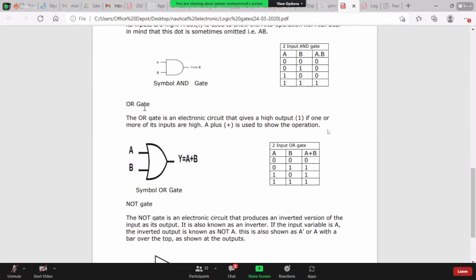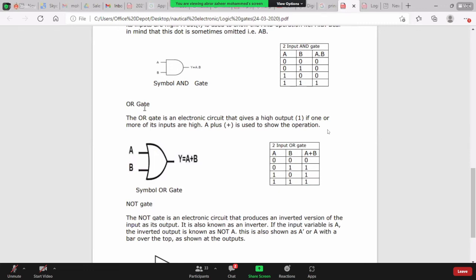So we are giving the inputs A and B, and the output Y is A plus B. So here we can see a two input OR gate. A and B are the inputs. For 0, 0, the output A plus B is 0. For 0, 1, the output is 1. For 1, 0, the output is 1. And for 1, 1, again the output is 1. So here we can see the symbol of the OR gate and the truth table.